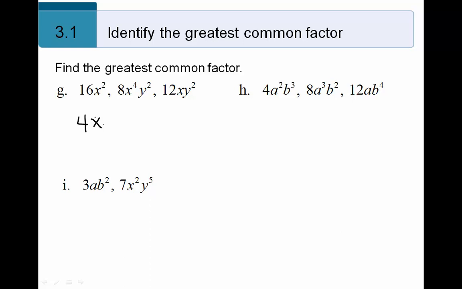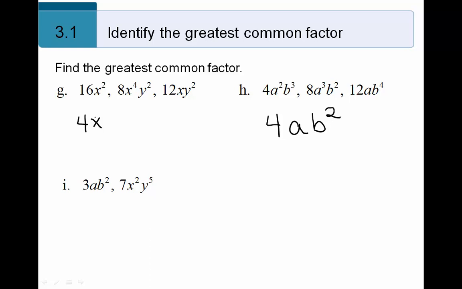In H, the greatest common factor of 4, 8, and 12 is 4. The greatest common factor of a squared, a to the third, and a is a. And the GCF of b cubed, b squared, and b to the fourth would be b squared.